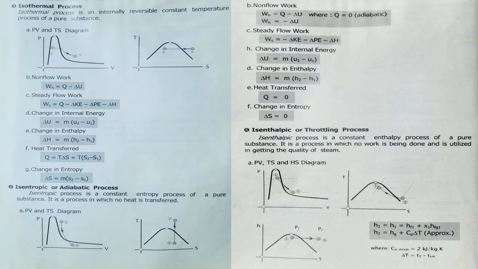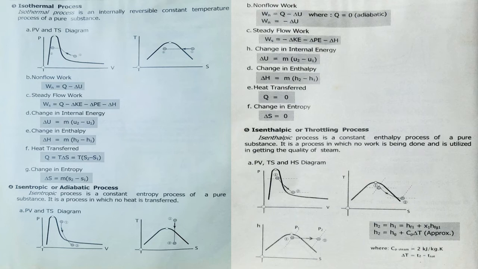Okay? Matalastas lang yan. Isenthalpic process is a constant enthalpy process of a pure substance. It is a process in which no work is being done and is utilized in getting the quality of steam. Okay, PB and TS and HS diagram. Meron ka ng HS diagram or enthalpy-entropy diagram.